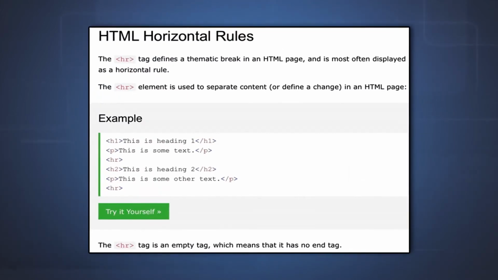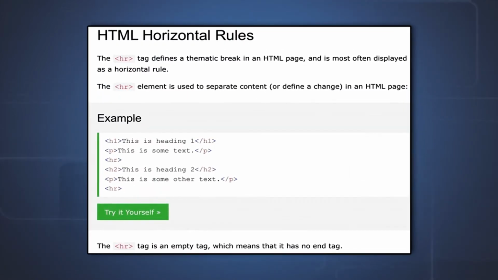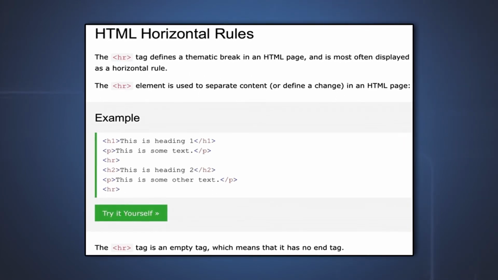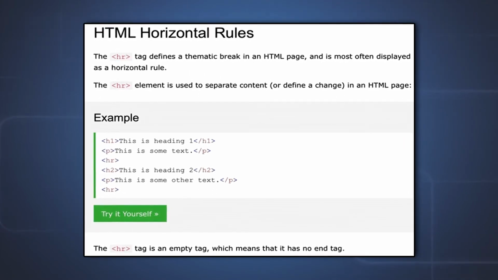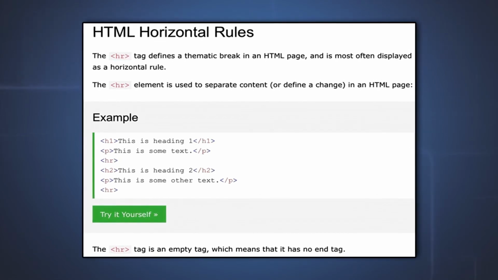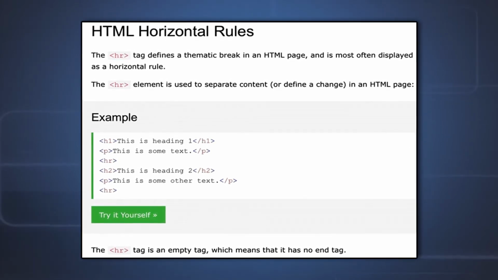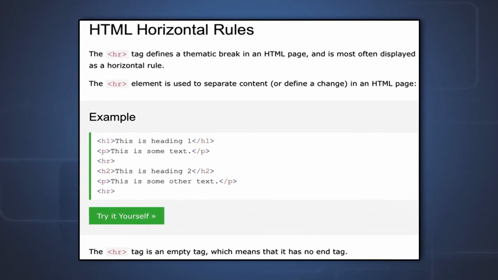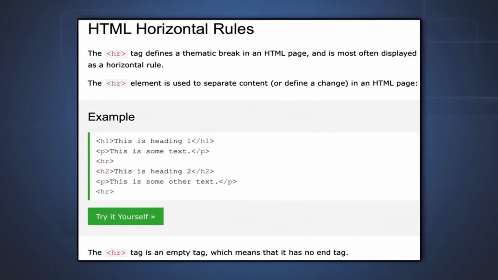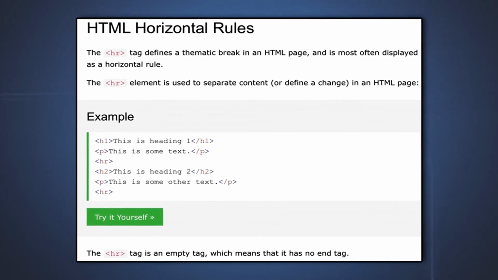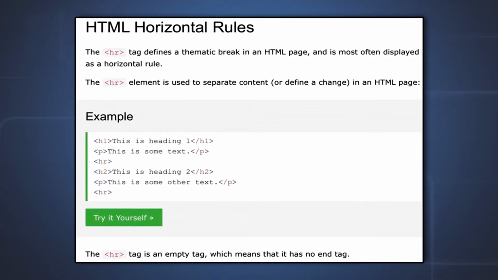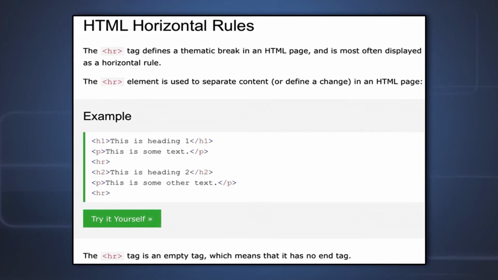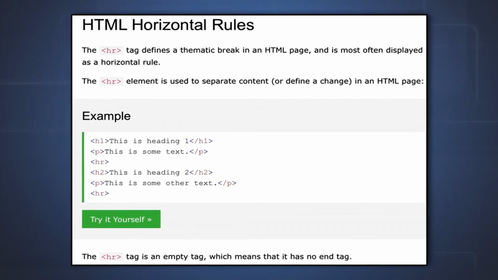Then we have horizontal rules. We can create a horizontal line between the pages, we can divide them. So the HR tag defines a thematic break in an HTML page and is most often displayed as a horizontal rule. The HR element is used to separate content or define a change in the HTML page. The HR tag is an empty tag, which means that it has no end tag. Wherever you mention HR, you will have a horizontal rule.